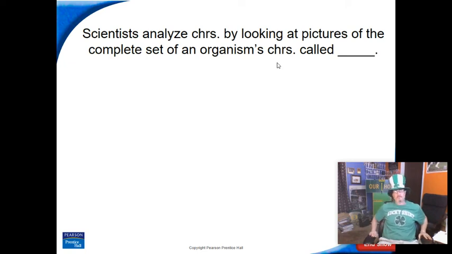Please use this as an opportunity to practice with your notes. Scientists analyze chromosomes by looking at pictures of the complete set of an organism's chromosomes. What do we call that picture of a complete set of chromosomes? Take a look at number 2 if you can't remember. Karyotype.